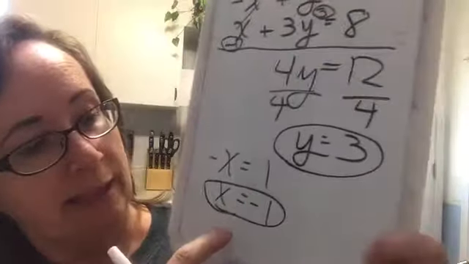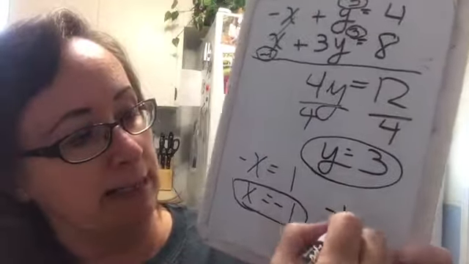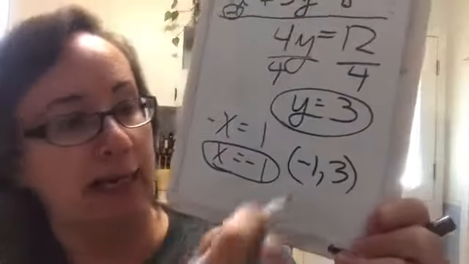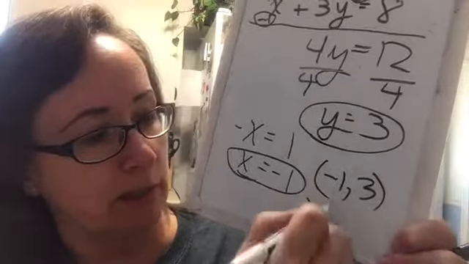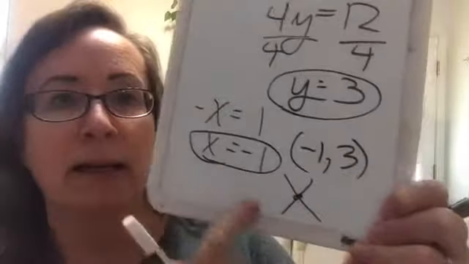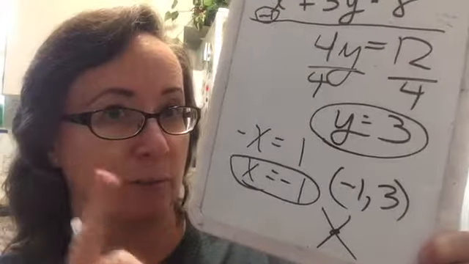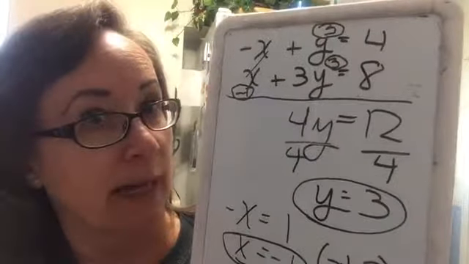So the solution is the point negative 1, 3, and this one is a 1-point solution. So this is a what? Consistent independent system with a 1 solution point. And this is solving by elimination.